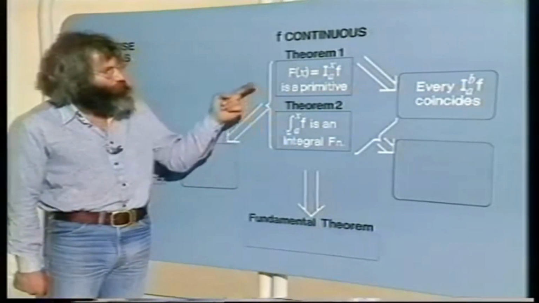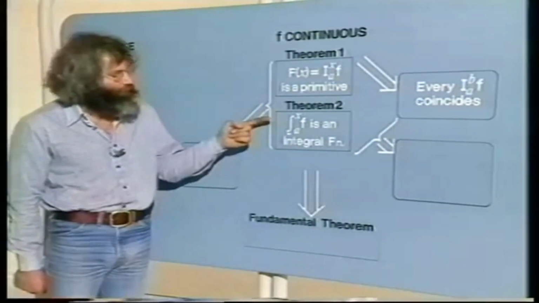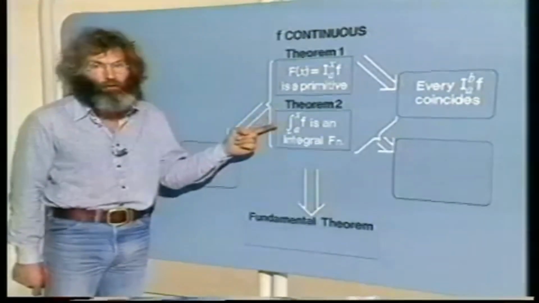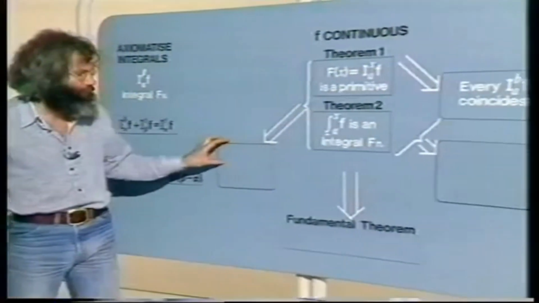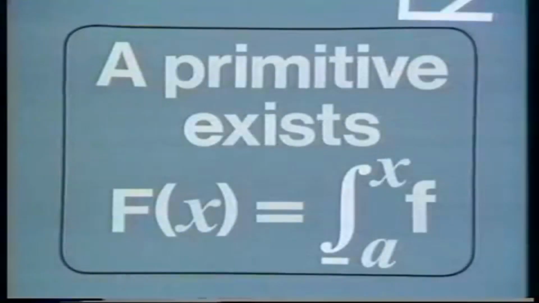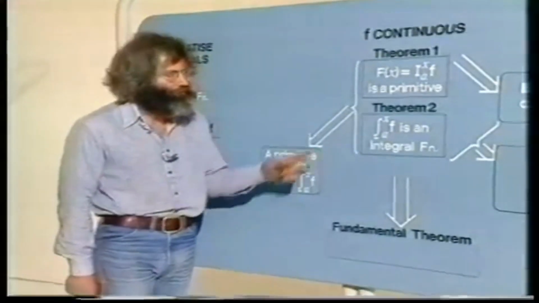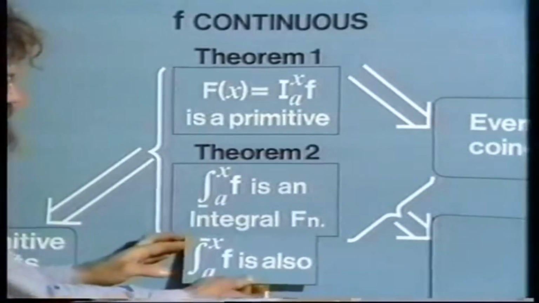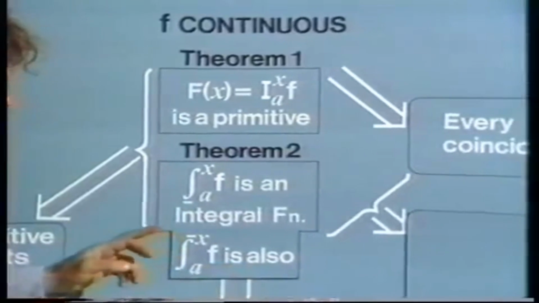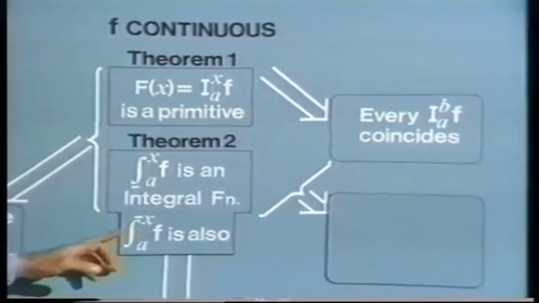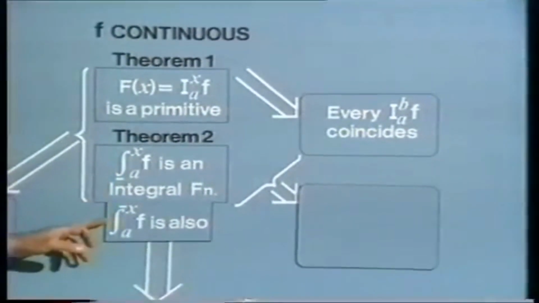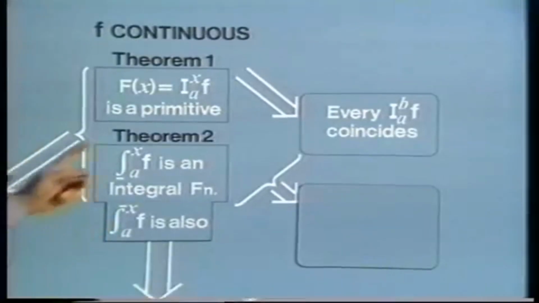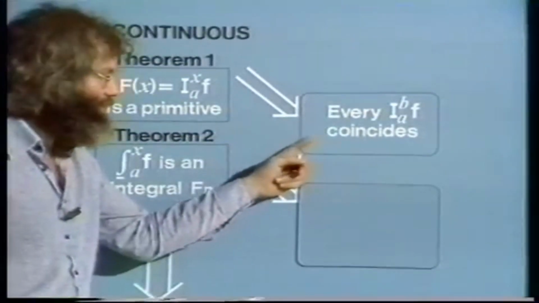Well, now we've actually proved that we've got a primitive, because the lower integral is an integral function, and the lower integral always exists. So we've certainly got a primitive. A primitive exists, namely, the one given by the lower integral. But we've actually done a lot more than that, because the argument that shows that the lower integral is an integral function works with very little change to show that the upper integral is also an integral function. So the lower and upper integrals are both integral functions, and we know that any two integral functions coincide.